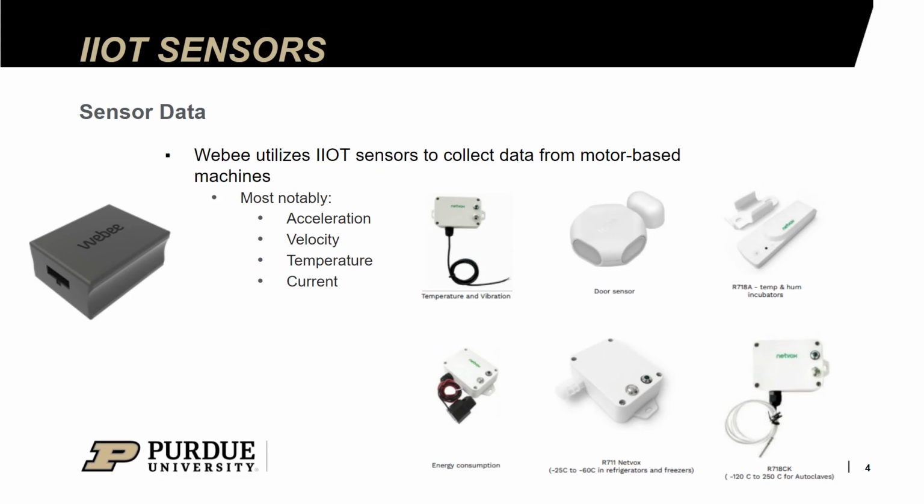So Webee is a company that uses IoT sensors that are attached to these motors within the industry. So it'll record data, things like acceleration, velocity, temperature, and current of the machine, and it'll upload it to the cloud, and that's where that data is stored.